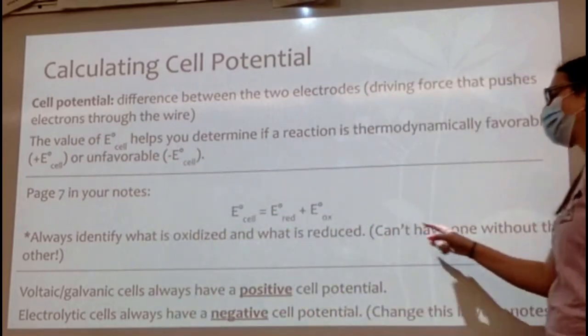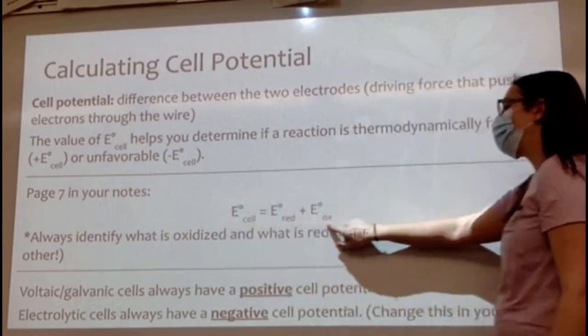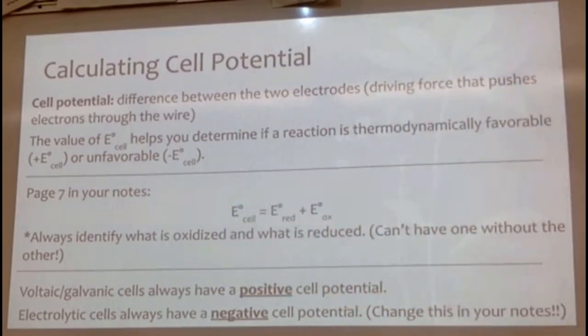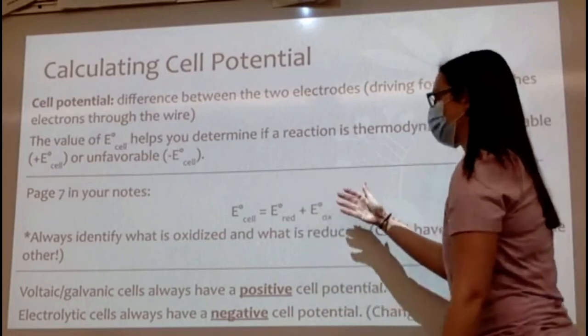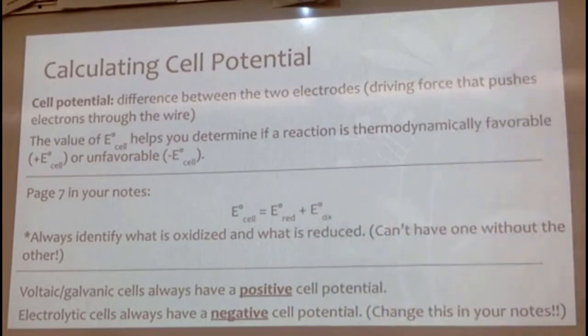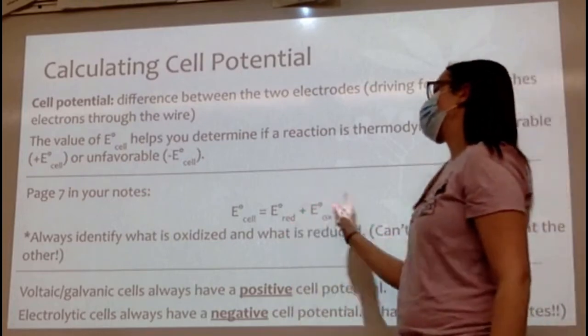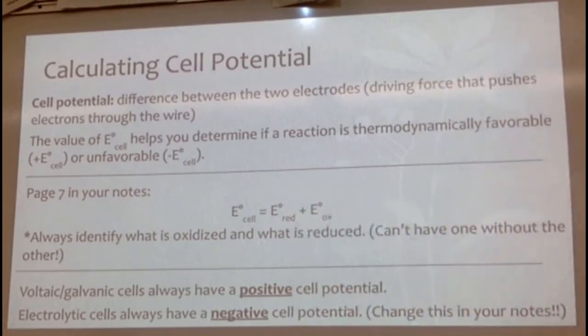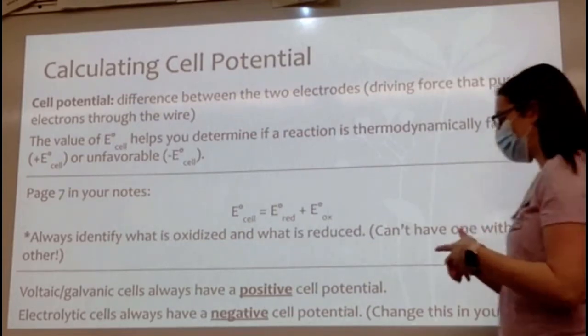And on page 7 in your notes, I gave you how to calculate the overall cell potential. You take the reduction half reaction cell potential, and you add it to the oxidation cell potential. Now, you say, well, but they give us the reduction. Yes, if you flip the reaction, you flip the sign of E. So you always want to make sure that you realize what is oxidized and what is reduced, and you flip the signs if needed.